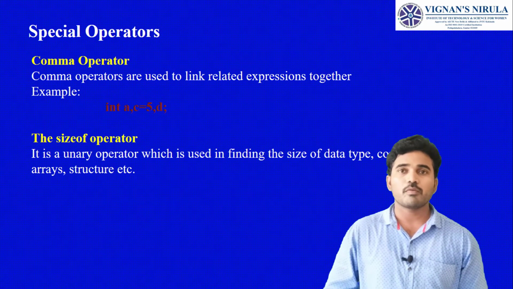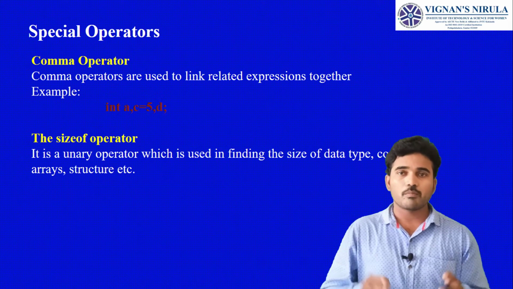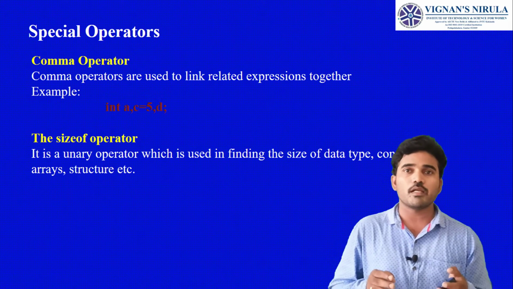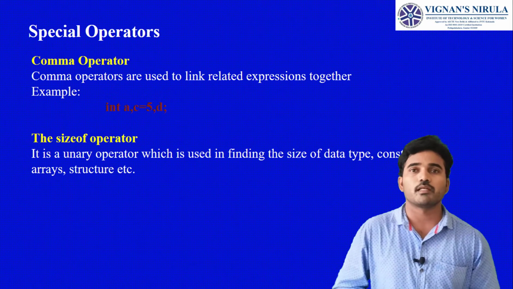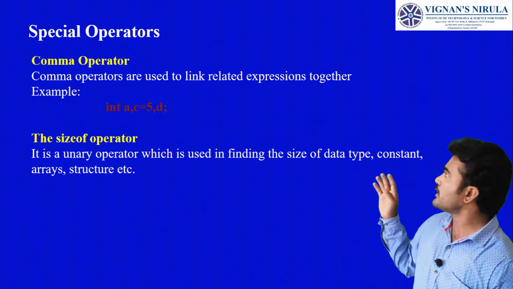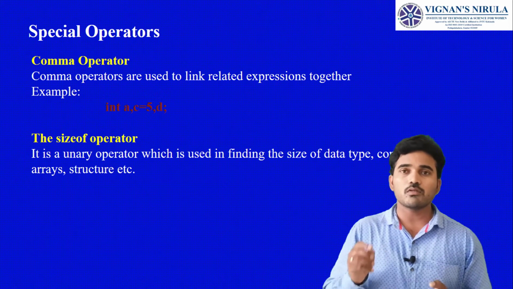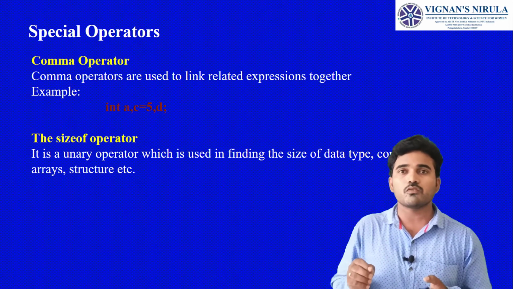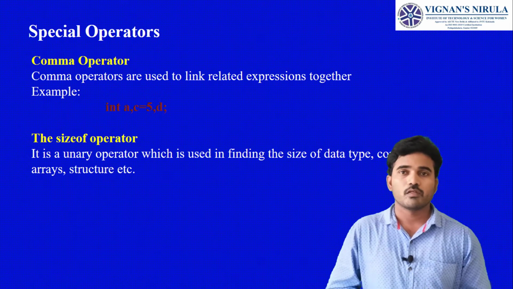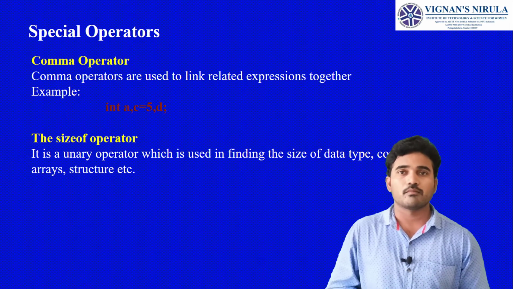Then what are the special operators? Generally we have the comma operator, which is used to relate two expressions together. For example, see, int a, c = 5, d. So, c = 5 is an expression which is used as part of a declaration. So, there we use the comma operator.